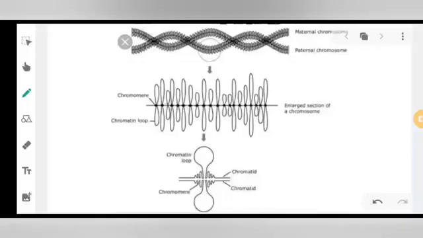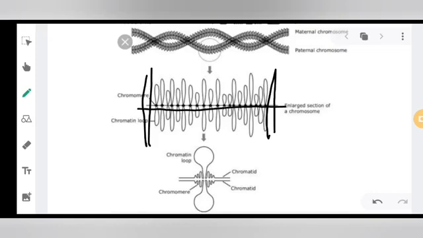So this is the lampbrush chromosome. It is found in amphibian oocytes. Now, as you can see, it has lateral appearances, and it has the appearance of a bottle washer. You can see the axis of the lampbrush chromosome is actually formed of chromatid, and these lateral loops are actually formed of chromatin. It is generally 3 times larger than the polytene chromosome.